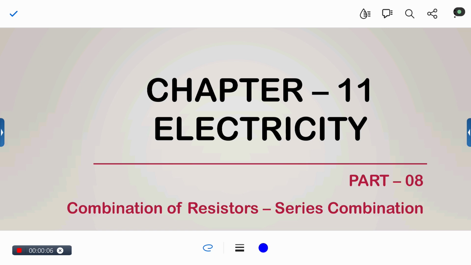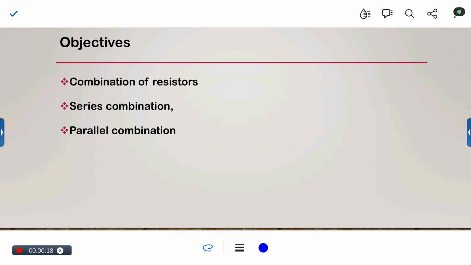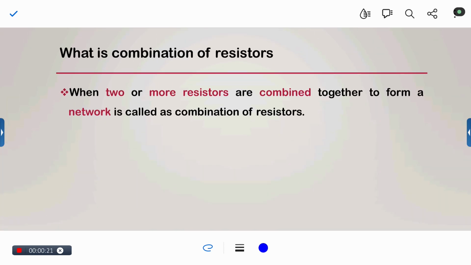Resistors. Generally, we'll be having two types of combinations again. One is called series combination and another one is called parallel combination. We'll be discussing that. So first, what is meant by combination of resistors? When two or more resistors are combined, or joined together to form a network, that's what we'll be calling the combination of resistors.